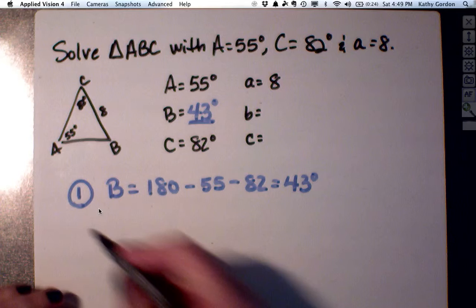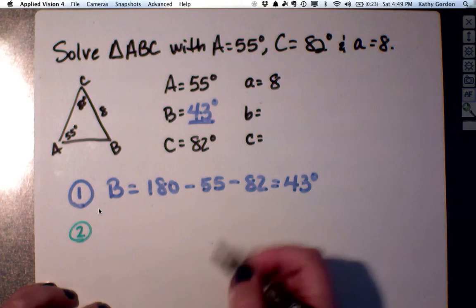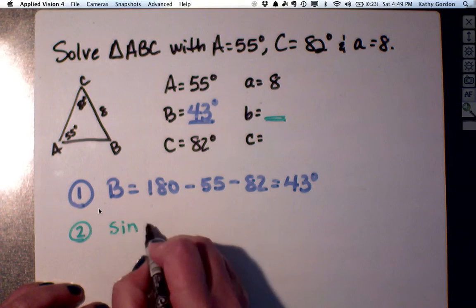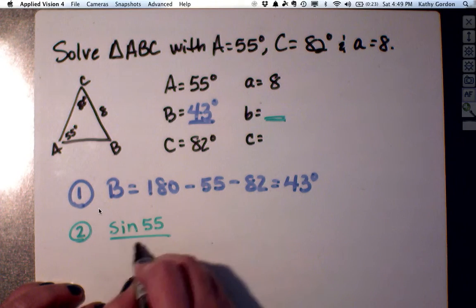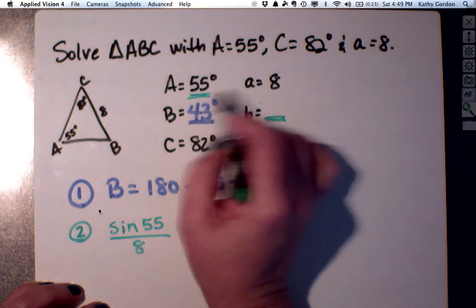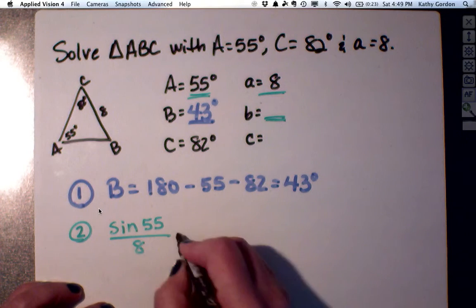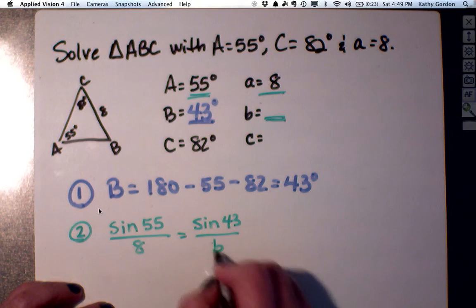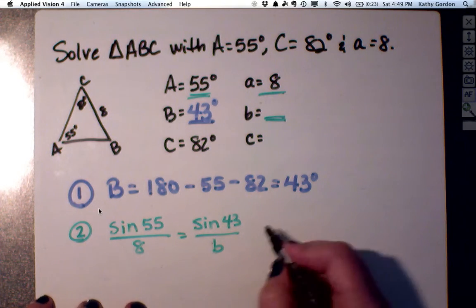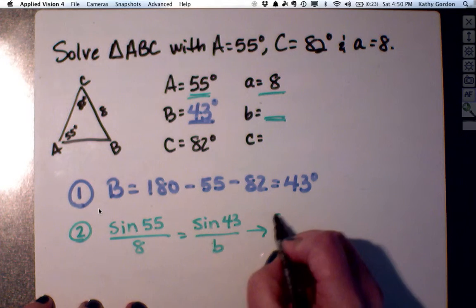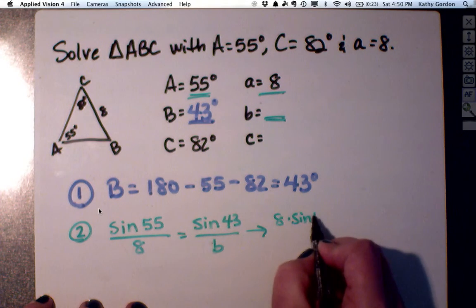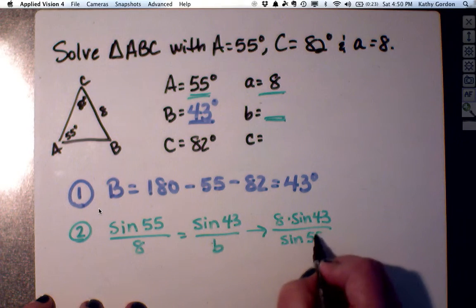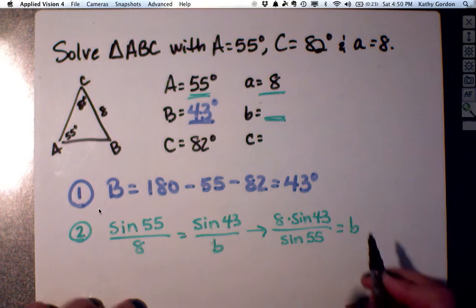Okay. Secondly, we can find one of our sides. If we decide to find b first, then we want the sine of 55 over 8 for our first ratio, and that's going to be equal to the sine of 43 over b. So we're going to be taking 8 times the sine of 43 and dividing it by the sine of 55. That will give us our b value.